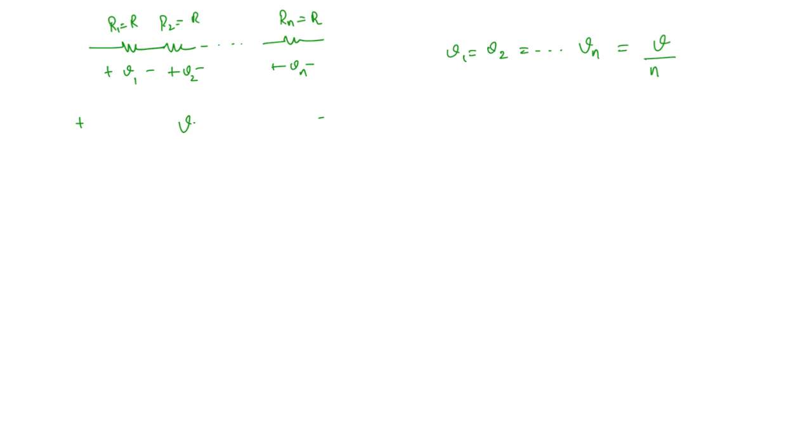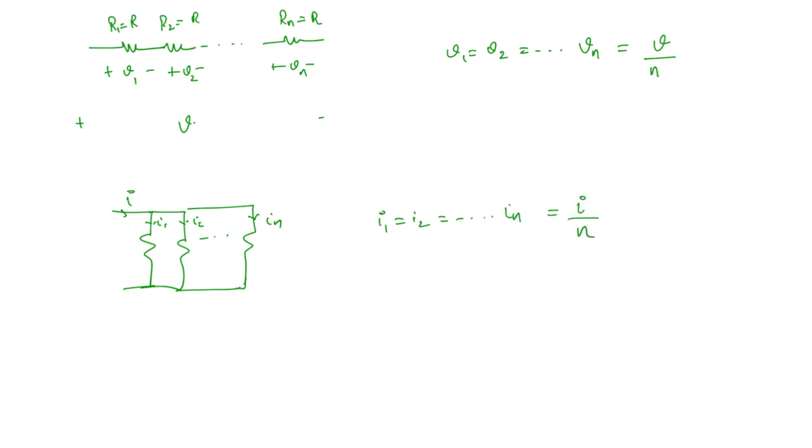V by N. Similarly, when there are n equal resistors in parallel, if you are taking I1, I2 and so on till In, and the total current is I, then I1 is equal to I2 and so on till In, which is equal to I by N. So it just means that the voltage will be divided equally when the resistors are equal. Similarly, when resistors are equal in parallel, the currents will also be divided equally.